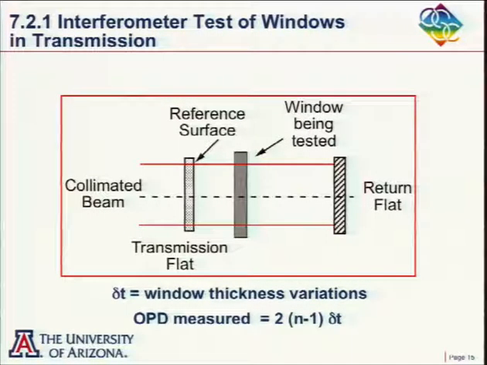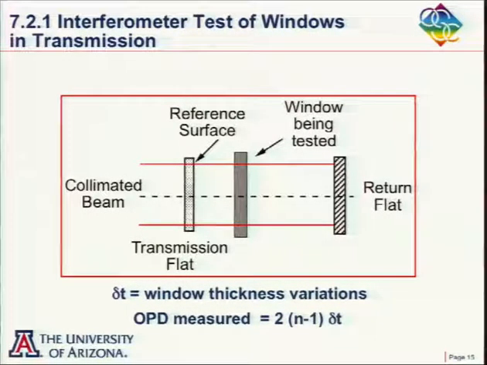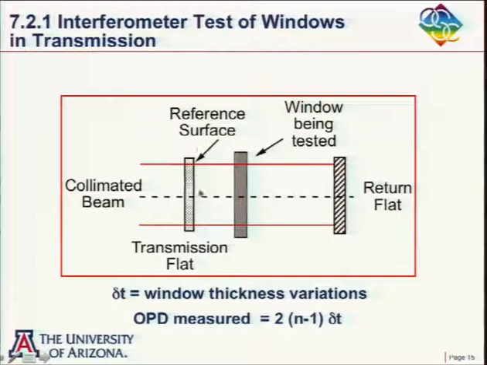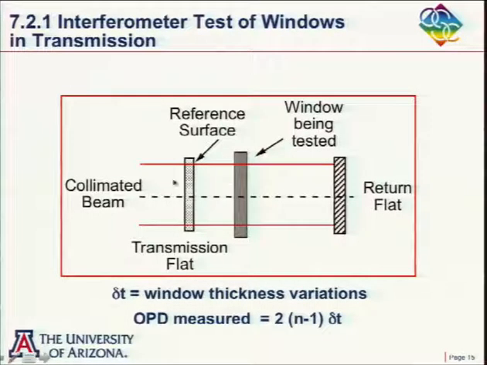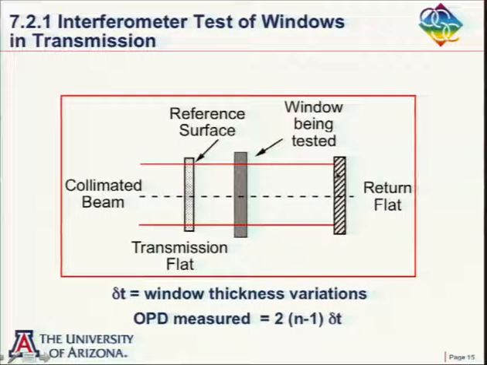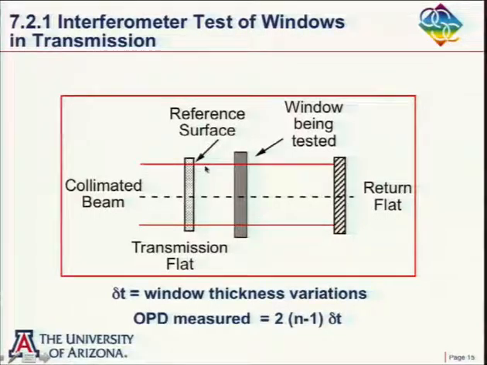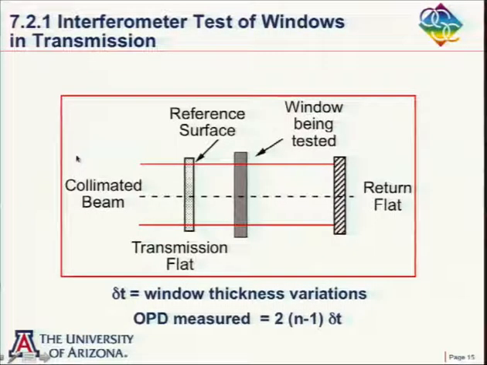I'm going to have a set of drawings here for testing windows and prisms and different things, corner cubes and so on. And for all of them, I'm going to use a Fizeau. I'm going to leave out most of the picture of the Fizeau because you all know what a Fizeau is. But here's my reference surface, the transmission flat, and I'm going to look at the light reflected from here. Then I'm going to send the light through my window, reflect off a return flat, back through the window again and back. I won't show the light source, detector and beam splitter, but everyone understands what I'm doing here.